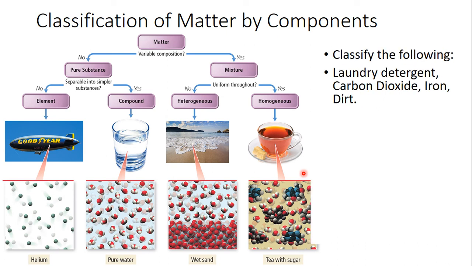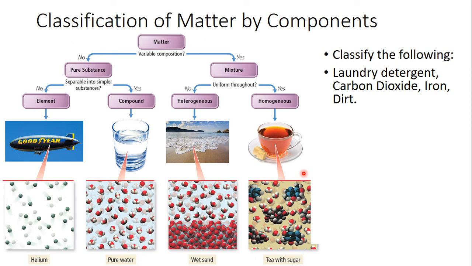So let's test your understanding. Classify the following by the type of mixture it is, the type of matter it is: laundry detergent, carbon dioxide, iron, and dirt. So pause the video and do that now.